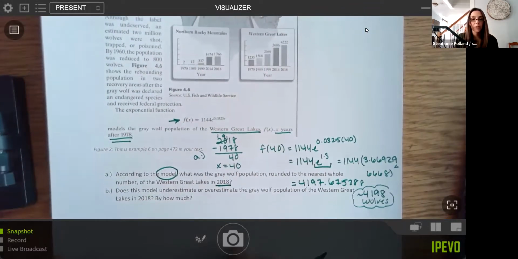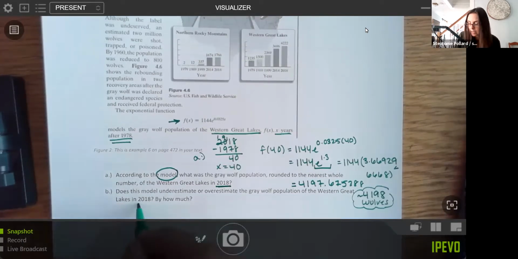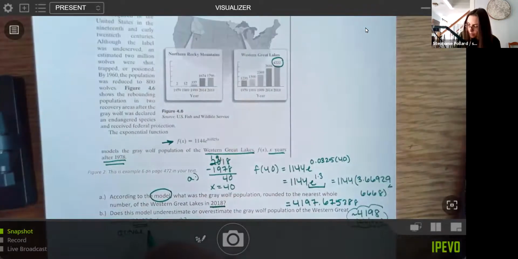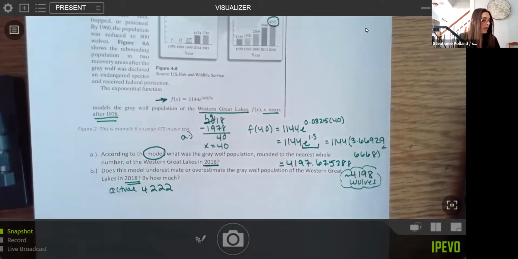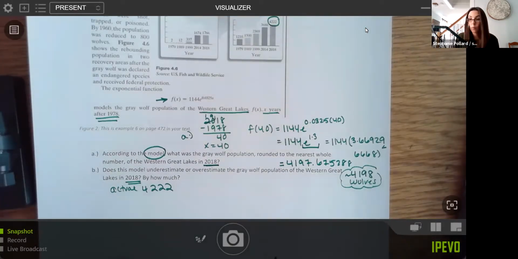Does this model under or overestimate the grade of population? So in 2013, the actual population, according to the data, was 4,222, right? Just looking at that table. So actually, this is really, really close. Again, it's not perfect, but it is really close. So our model is a little bit shy, right? So we're what, 24 wolves shy. This is a little bit low.